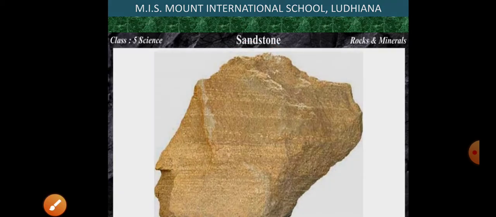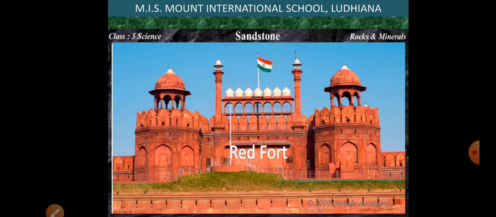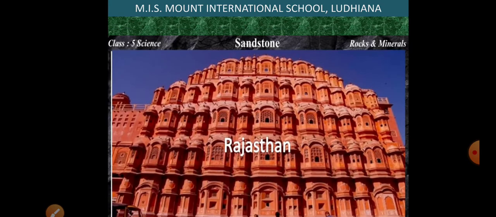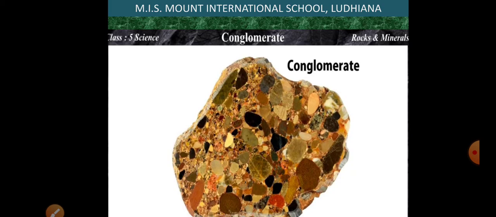Sandstone is a soft stone which is formed by the deposition of sand particles close together. Many of the Indian buildings, such as the Red Fort in Delhi and many places in Rajasthan, are made up of sandstone, because these are usually of dark colors like red, orange. These are the common colors of sandstone, or the golden one. Okay, students. Then the next sedimentary rock is conglomerate.